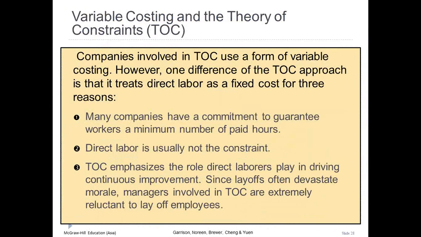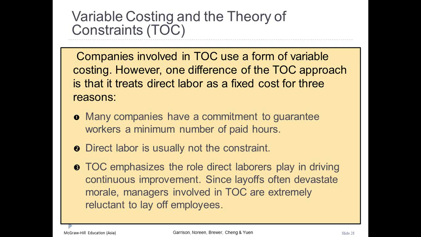So let's move on. Variable costing and the theory of constraints. Companies involved in theory of constraints use a form of variable costing. However, one difference of the TOC method is that it treats direct labor as a fixed cost for three reasons. Number one, although direct laborers are paid on an hourly wage, many companies have a commitment, sometimes enforced by labor contracts or by the law, to guarantee workers a minimum number of paid hours.